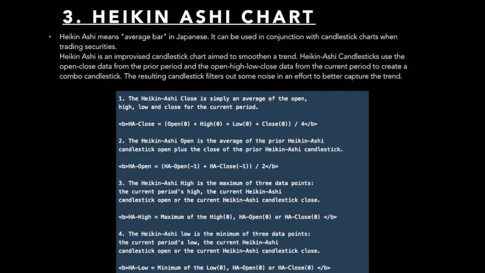Heikin-Ashi open is the average of the prior Heikin-Ashi candlestick's open plus the close of the prior Heikin-Ashi candlestick. And the Heikin-Ashi high and the Heikin-Ashi low is similar to that in candlesticks. Alright, so now let's practically understand how Heikin-Ashi charts is calculated.